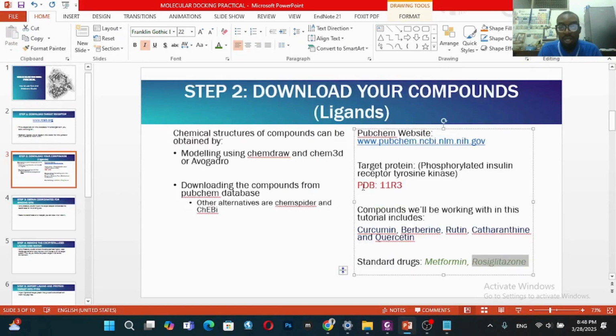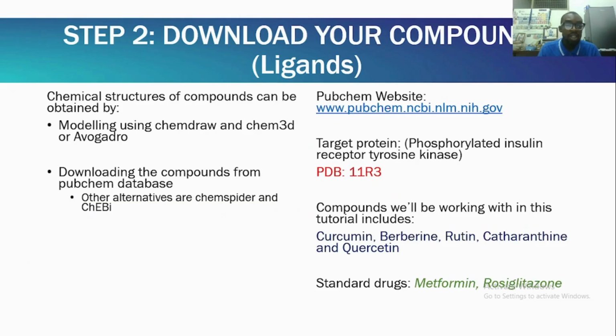Now, when you're done downloading your ligands, which is what we did, it's also important to recognize that you can also get your compounds by drawing them yourself. You can use ChemDraw and then change them to 3D using Chem3D, or you can use Avogadro. You can also download them from other databases like ChemSpider and many other things. So use what you have, what you can easily access. But I think PubChem is accessible, and once you are using PubChem, you are most likely going to get all of the compounds you intend to work with.